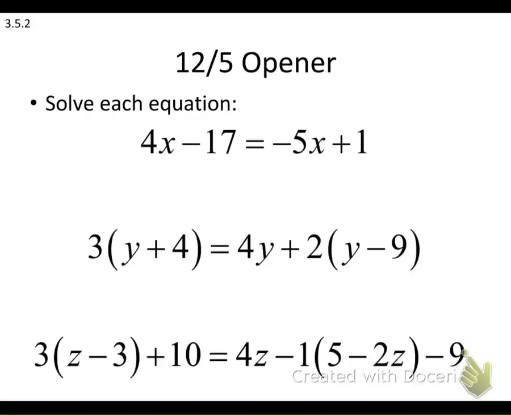Okay, so today is December 11th. We are going to do two openers as a review prior to the quiz that we're going to take today. So the first opener we're going to look at is December 5th. It says solve each equation.